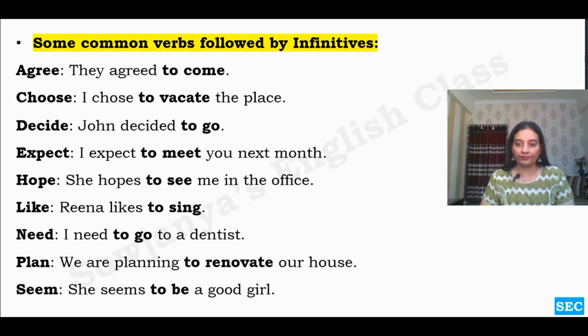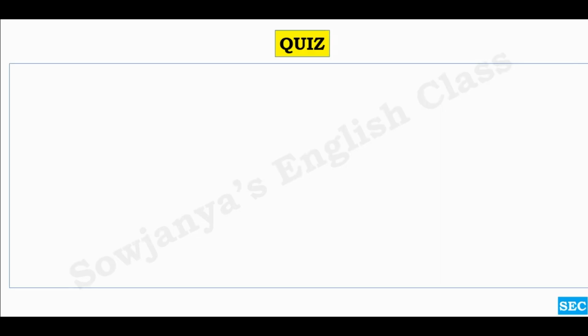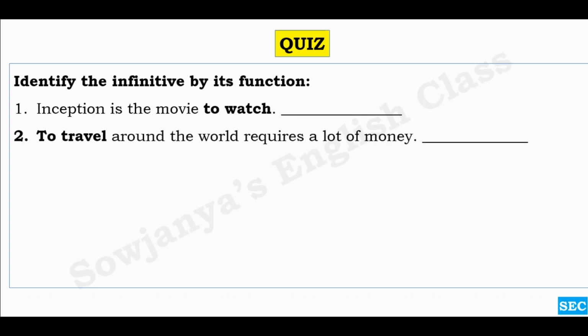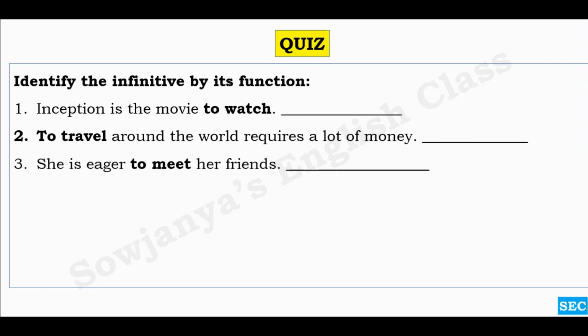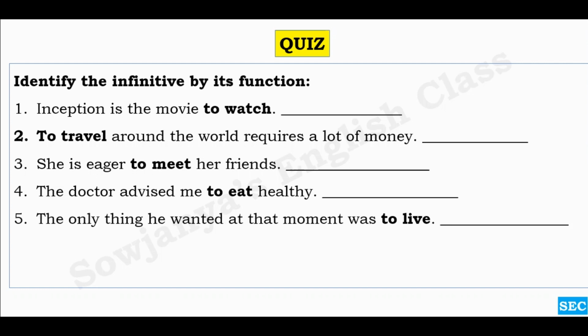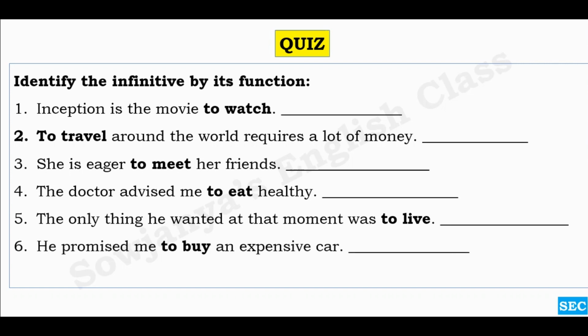Okay, let us look at a simple quiz. Identify the infinitive by its function. Inception is the movie to watch. To travel around the world requires a lot of money. She is eager to meet her friends. The doctor advised me to eat healthy. The only thing he wanted at that moment was to live. He promised me to buy an expensive car. And last sentence, she has the ability to succeed.